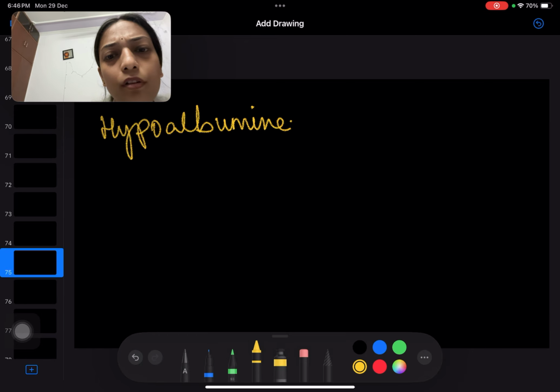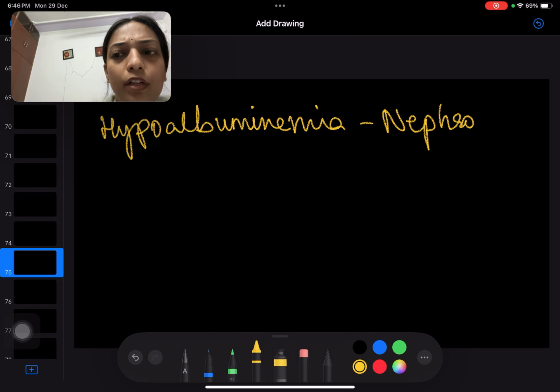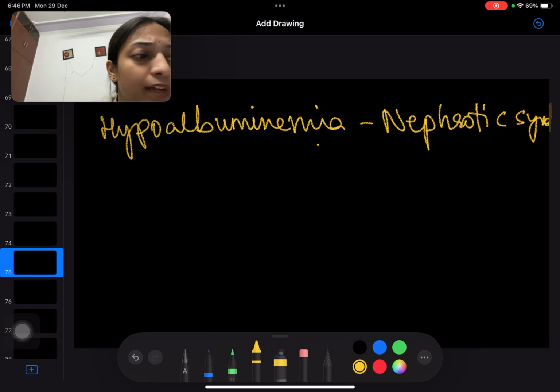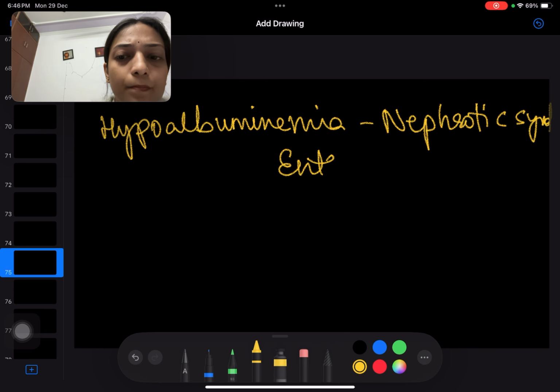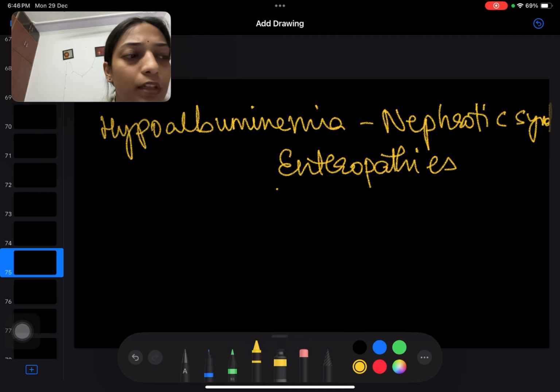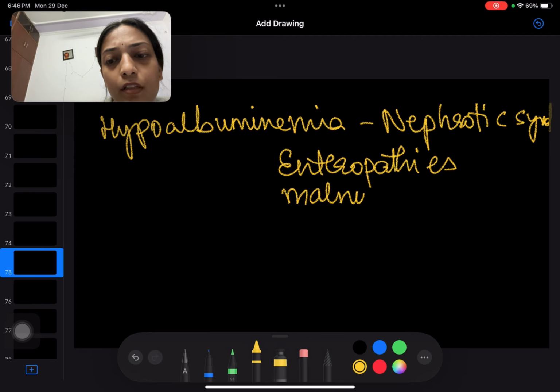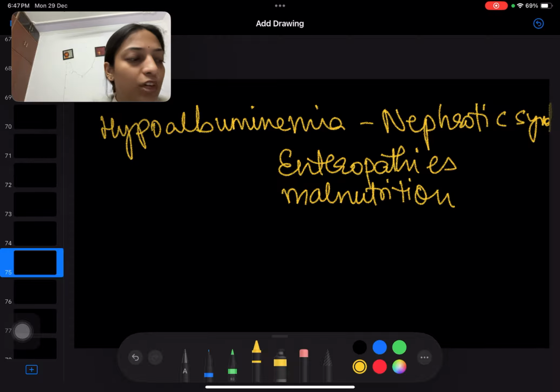We know so many causes of hypoalbuminemia, right? If you do not know, you must know at least nephrotic syndrome. Nephrotic syndrome is so common. We know that loss of albumin is so high, right? Then enteropathies, protein wasting enteropathies can be there, malabsorption can be there, malnutrition can be there. We've just discussed all of this, we are just reading it from a different perspective now.